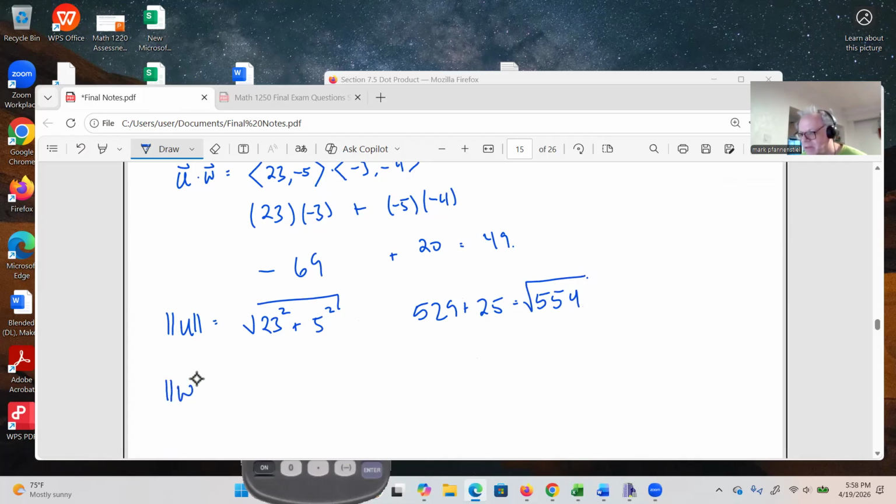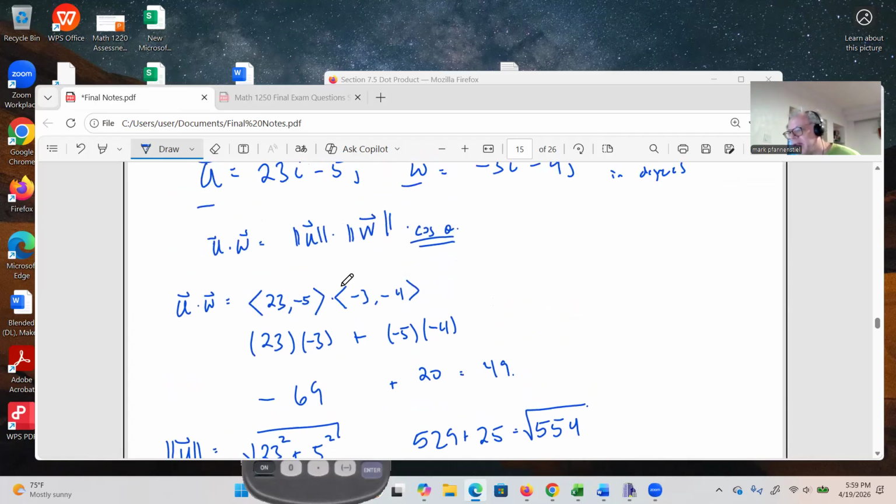What about the length of w? That is the square root of 3 squared plus negative 4 squared, which is a plus. This one's not too bad. That's the square root of 9 plus 16, which is the square root of 25, which is just 5. So we have 5 times the square root of 554, or you could leave them both under the square root, and that's fine. Now we have all the little pieces together.